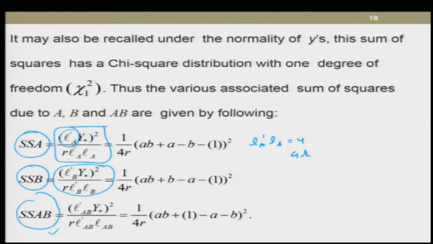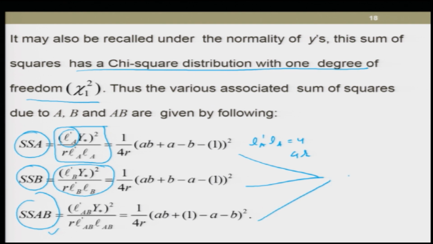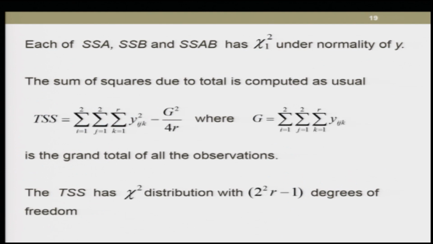And now we also know, because we are assuming that the y's are following a normal distribution, which is one of the basic assumptions in the linear model under analysis of variance, that these sums of squares SSA, SSB and SSAB follow a chi-square distribution with 1 degree of freedom, right. So, SSA, SSB and SSAB will have 1 degree of freedom each.